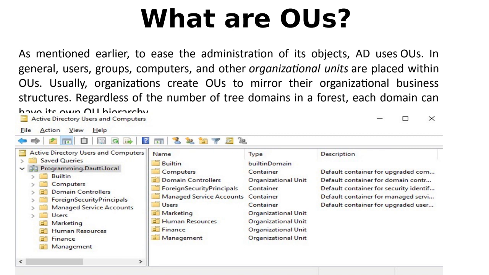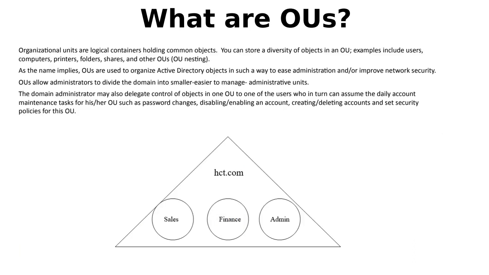If you look here, we have finance as an OU, management as an OU. Can you see it down there? These are all OUs. What are OUs? They are logical containers holding common objects, and you can store a diversity of objects in an OU. Many things can be stored in an OU, for example, users, computers, printers.